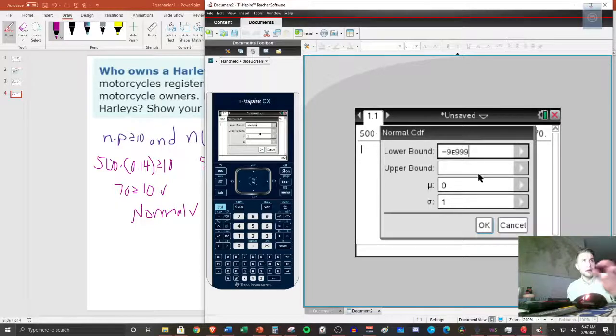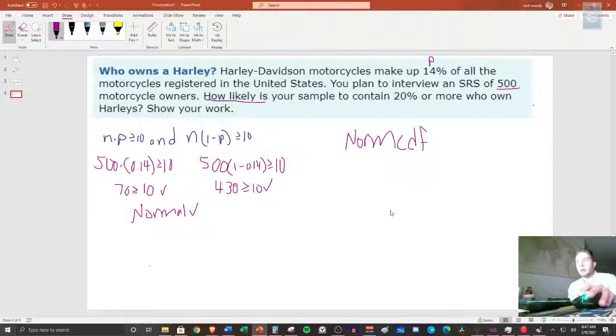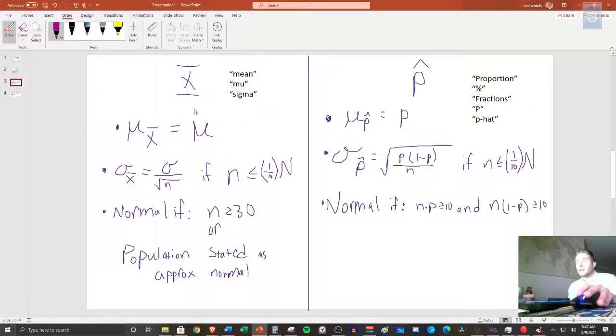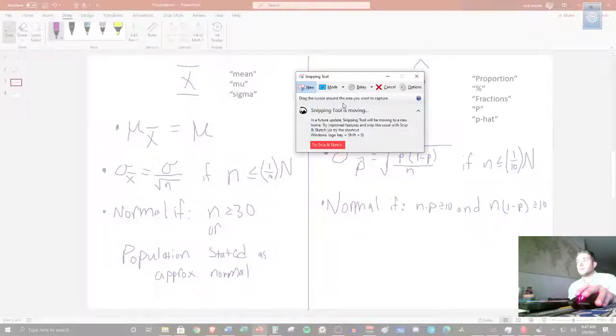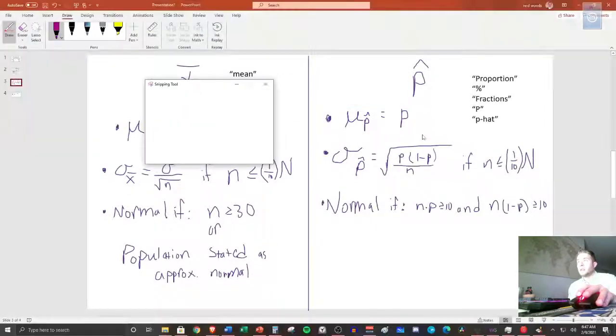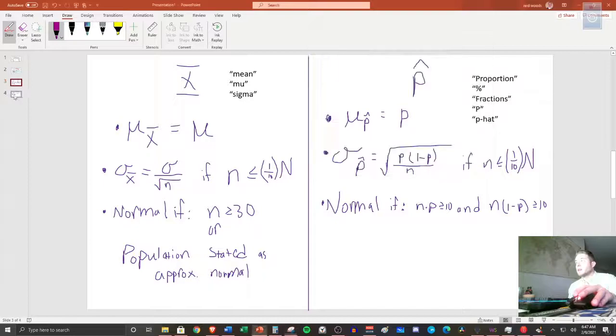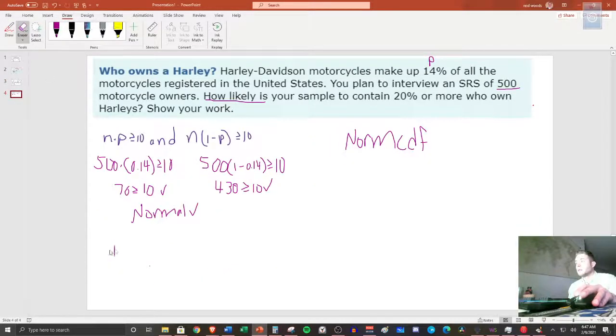So what do we need to do that? Well, we need the mean and we need the standard deviation of this sampling distribution. Okay, so how do we calculate the mean? Well, we have our rule here. The mean is equal to the parameter. I'm actually just going to copy it. Okay, so the mean is equal to the population parameter. That's always going to be true.